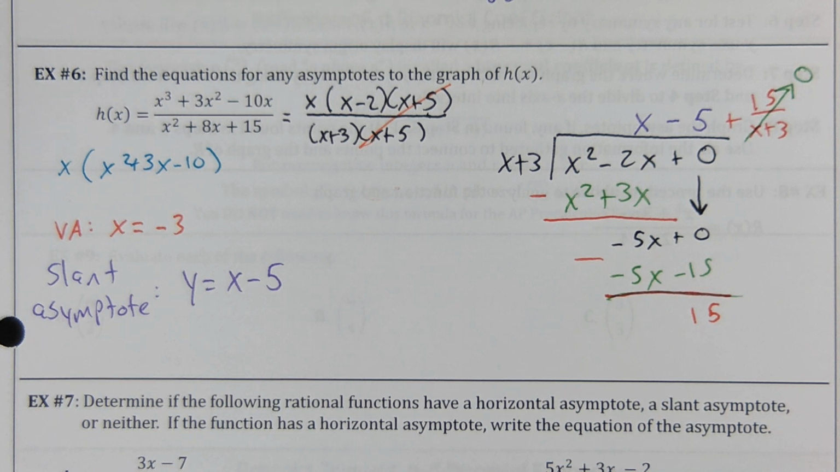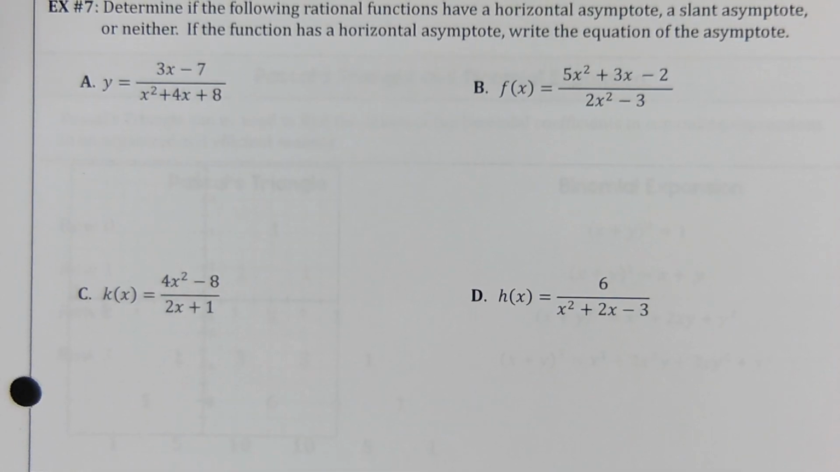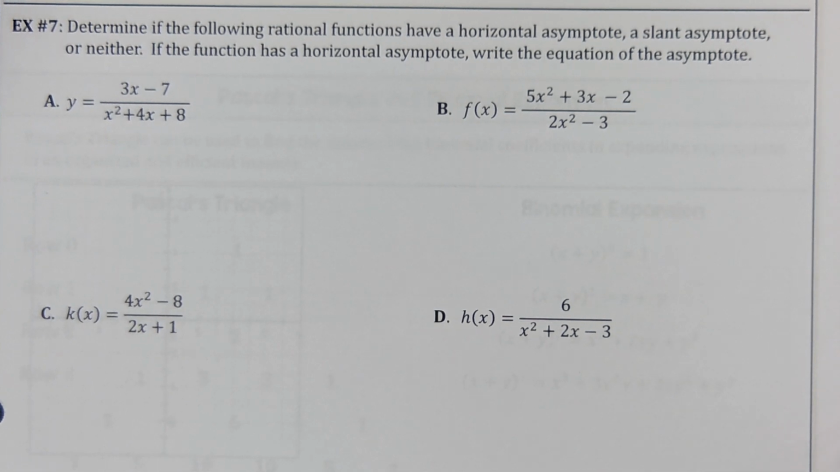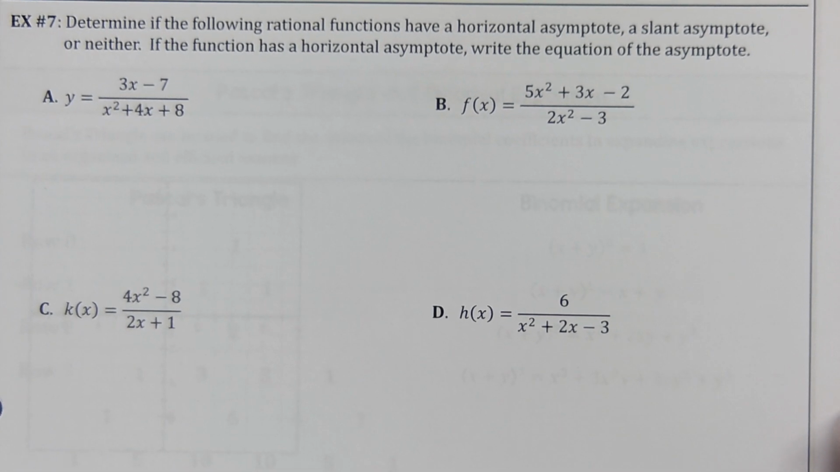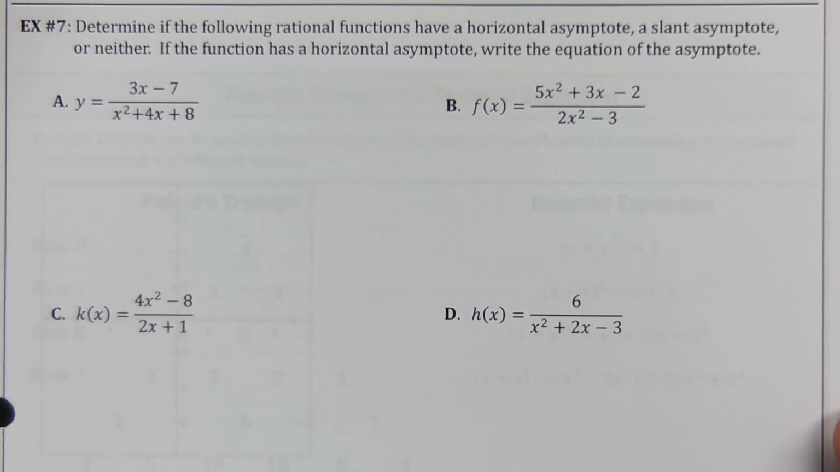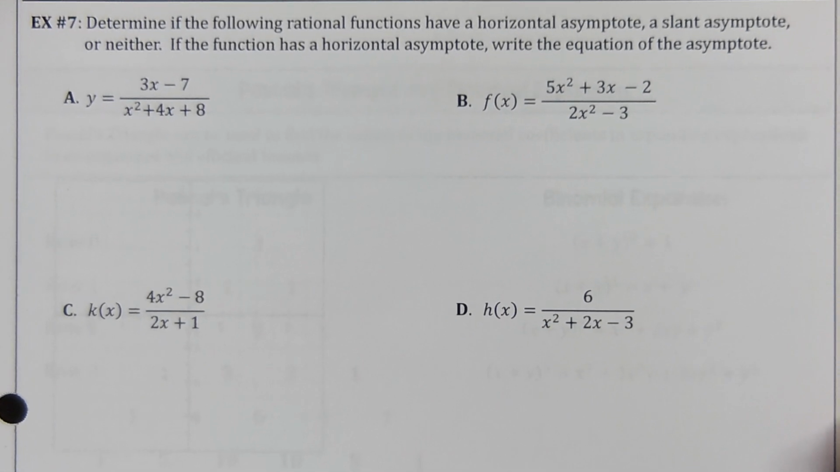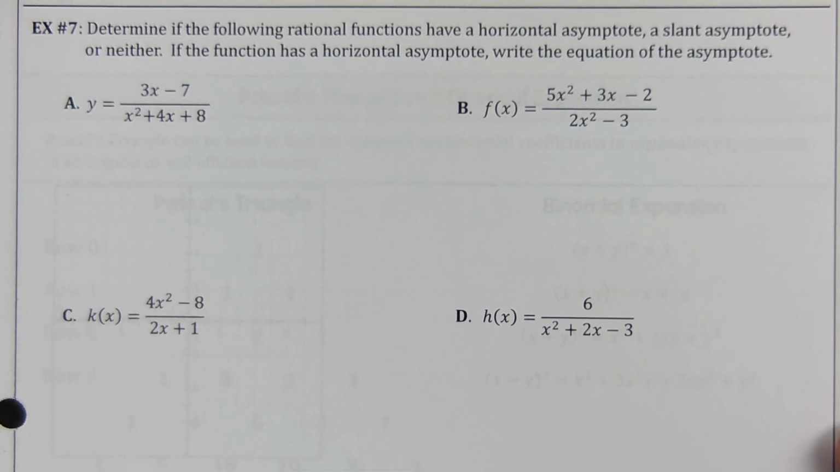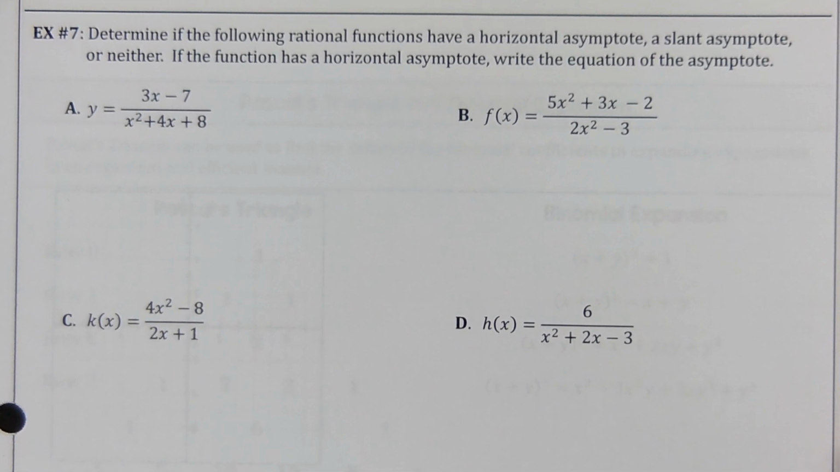Alrighty. Let's take a gander at these four then. It says determine if you have a horizontal asymptote, a slant asymptote, or neither. If it does have a horizontal asymptote, write down the equation. And I'm also going to say why we know what we know. Because that's the understanding part.